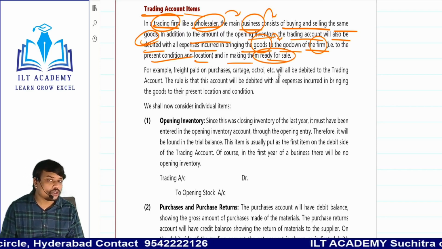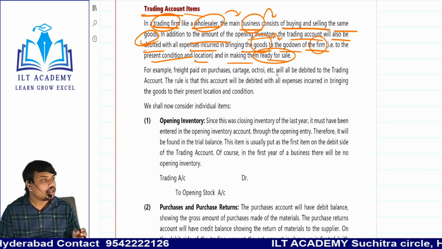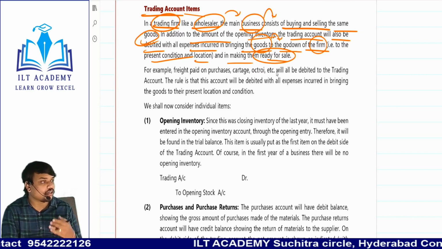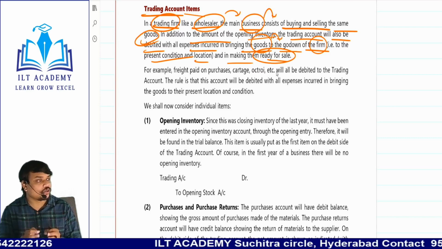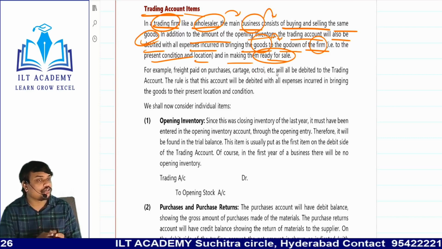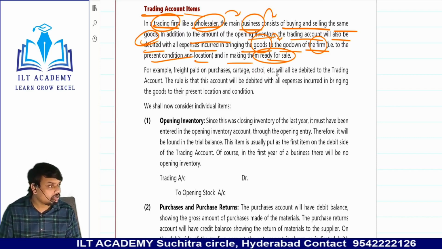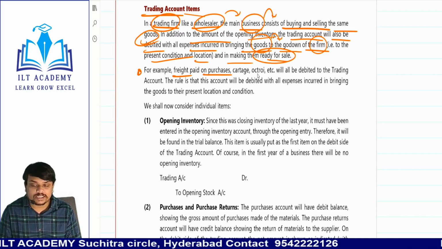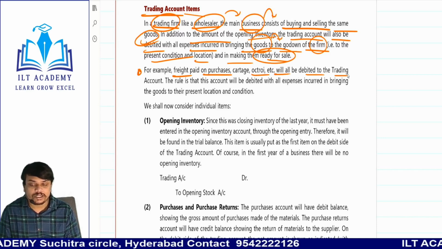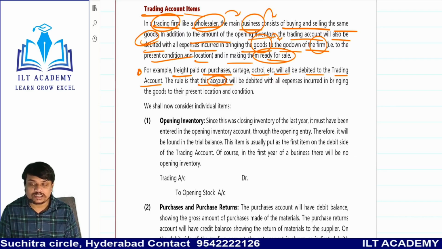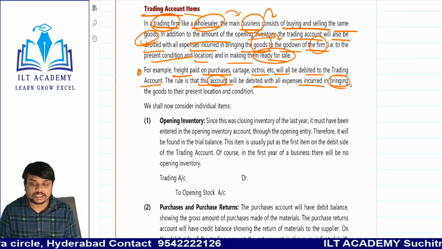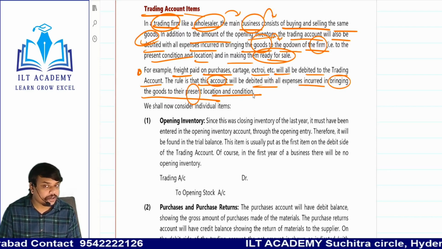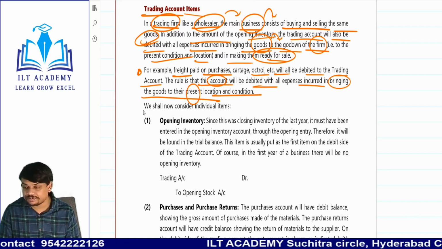In the trading account, you are going to record all expenses incurred to make a product ready for sale. Those are to be posted in the trading account. For example, freight paid on purchases, cartage, octroi, etc. will be debited to the trading account. The rule is that this account will be debited with all expenses incurred in bringing the goods to their present location and condition and making them ready for sale.